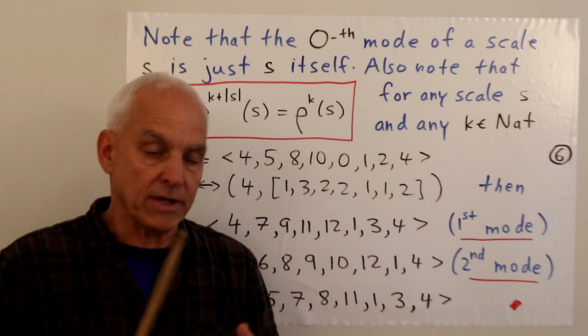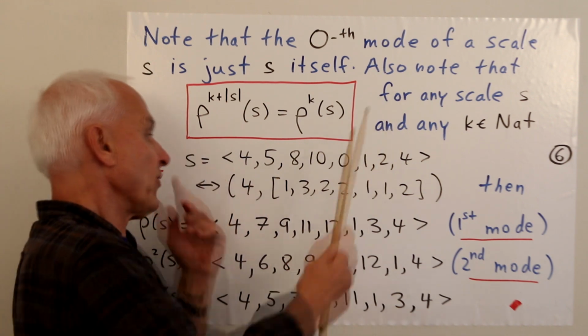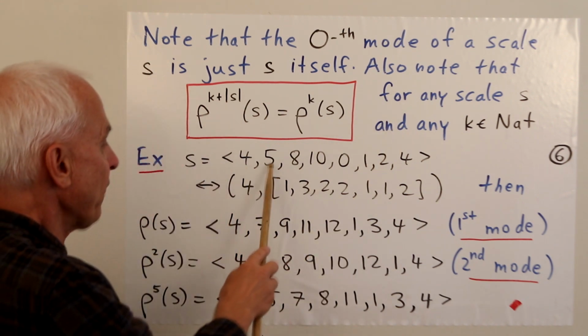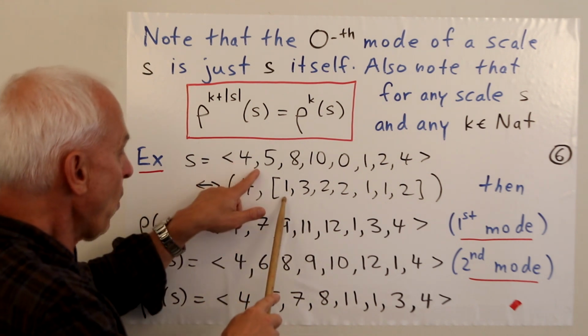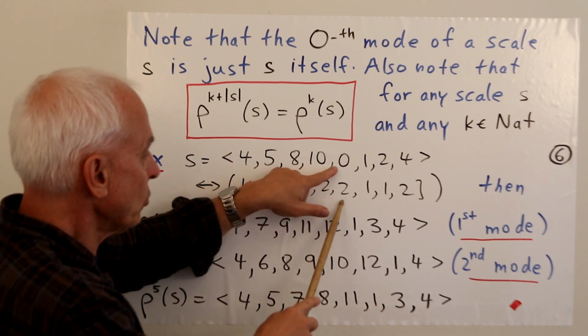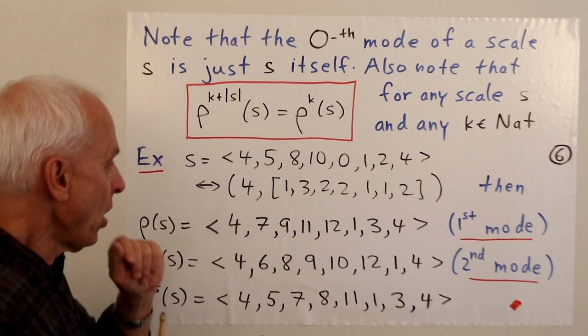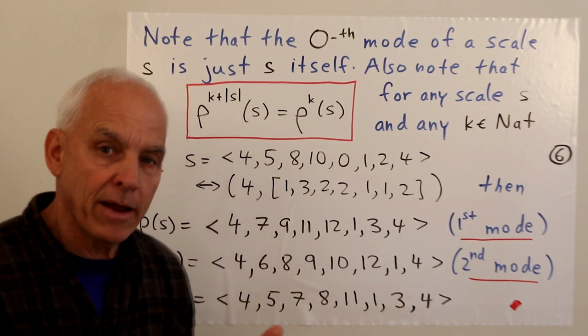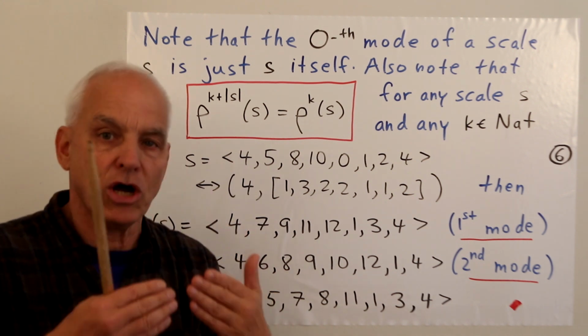We get rho to the k again. So let's have a look at an example. Here's another scale: 4, 5, 8, 10, 0, 1, 2, 4. It has interval sequence 1, 3, 2, 2, 1, 1, 2, and the tonic is 4. Okay, so let's apply some powers of rho to get modes of this scale.